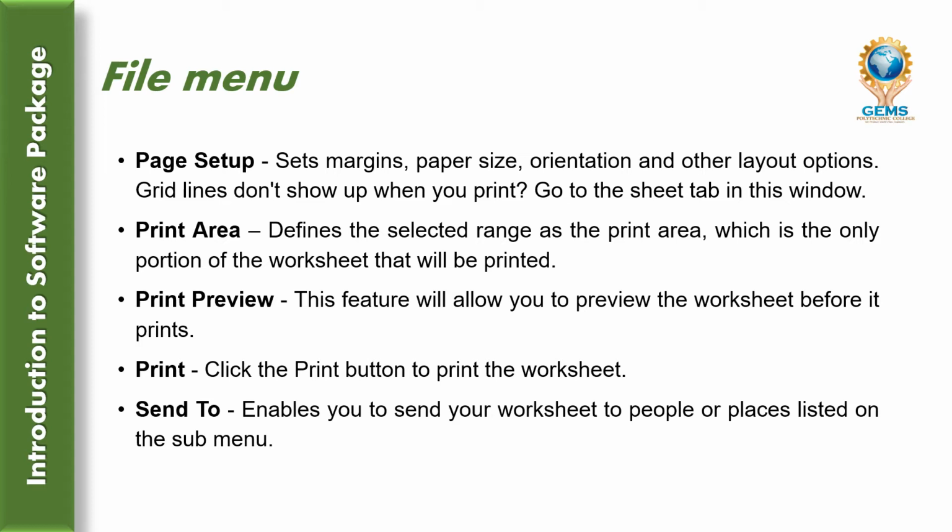Now print area. Print area defines the selected range as the print area, which is the only portion of the worksheet that will be printed. And print preview, this feature allows you to preview the worksheet before it prints. So the print option, we know, prints the worksheet. And the Send to option enables you to send your worksheet to people or places listed on the submenu.